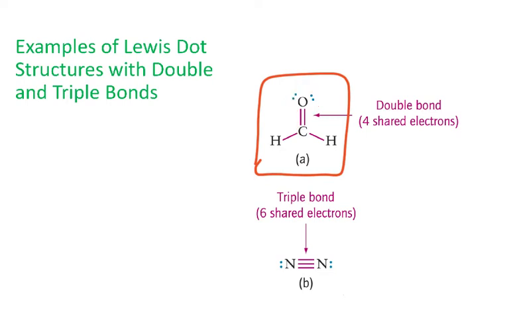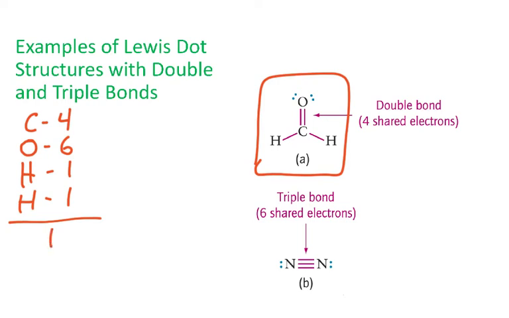So before we look at the triple bond, let's focus here on formaldehyde. So carbon has how many valence electrons? 4, right? Oxygen has how many? 6. And hydrogen has 1. And we have 2 hydrogens. So this has a total of how many electrons? It has 12 valence electrons, right?